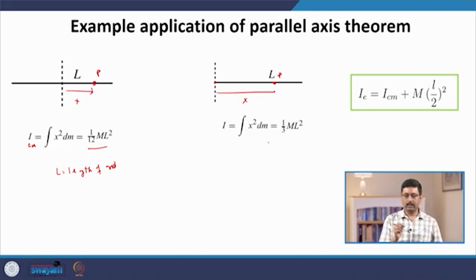So, if you calculate the moment of inertia about an axis passing through this pivot point at the end of the rod, then the answer is 1 by 3 ml square, which is different from the moment of inertia about the center. But you can easily verify that the distance between the pivot point at the end of the rod and the center of mass is L by 2. So, you can easily check that in this particular case these calculations satisfy the parallel axis theorem.